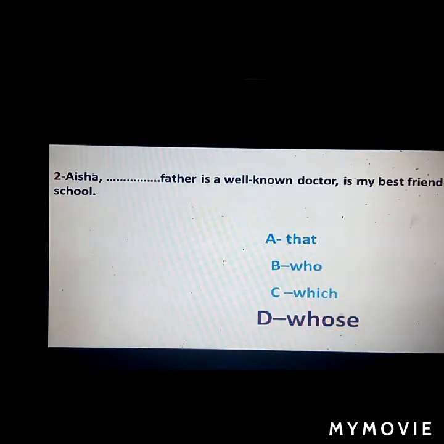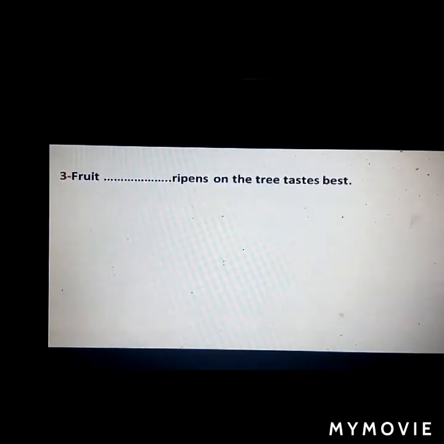Fruit ___ ripens on the tree tastes best. Which one is the correct answer? That, because that equals which with non-human غير العاقل. Fruit.